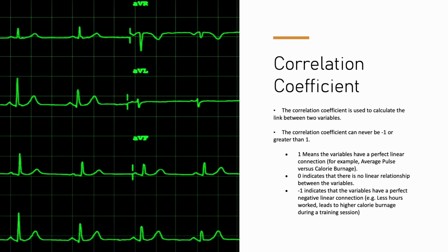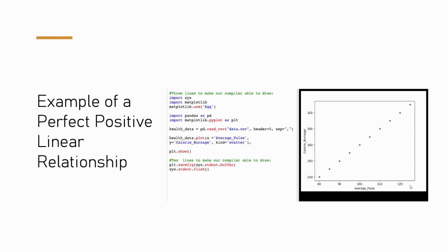long periods of time. The following is a Python code used to create a perfect linear relationship. Here's an example of a perfect linear relationship plotted with matplotlib, when two variables increase and fall simultaneously. This is referred to as a positive correlation. The number 1 represents a perfect positive correlation. For example, average pulse and calorie burnage are positively correlated. The greater the average pulse, the greater the calories burned, thus the positive correlation.